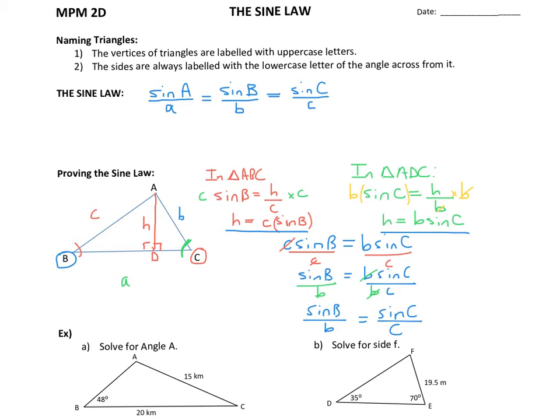So that's the one part of our sine law. Now we could do the same thing by constructing another height to a different side of that triangle and then comparing the heights again using our sine rule, and we're going to find that we get the third part added into that. So that's where the sine law comes in. I'm not making this stuff up.